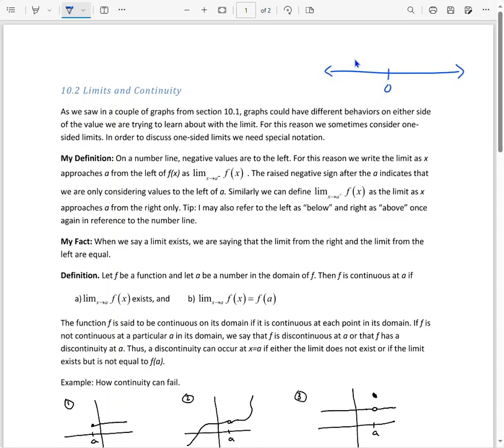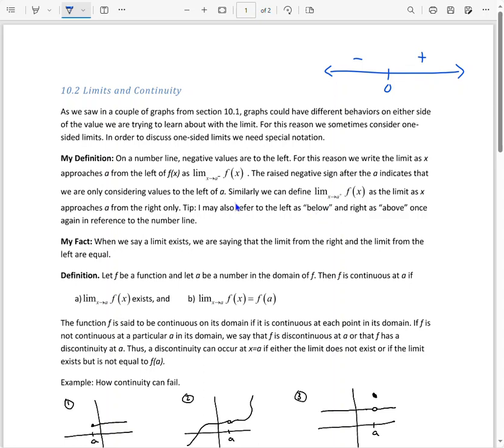in general, negative values are to the left and the positive values are to the right. For this reason, we write the limit as x approaches a from the left of f of x. Right? So x approaches a from the left, the limit as this happens of f of x. The raised negative sign after the a indicates that we're only considering values to the left. Similarly, there's a little plus sign here. We could define the limit as x approaches a from the right of f of x.